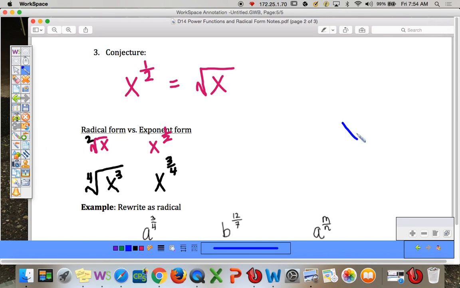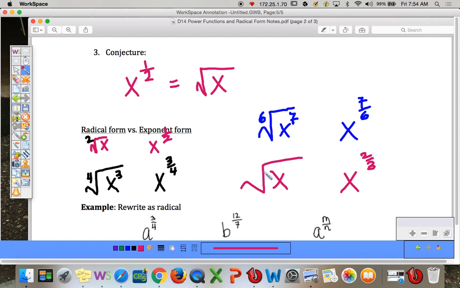Let's do another one. If I have x to the 7/6, to write it in radical form, it's going to be your radical sign. The 6, the bottom number, goes on the outside, and then the top number goes on the inside. Let's do one more. Let's do x to the 2/3. So this one, again, we have a radical sign. The bottom number goes on the outside, and then the top number goes on the inside as an exponent. So these mean the same thing.